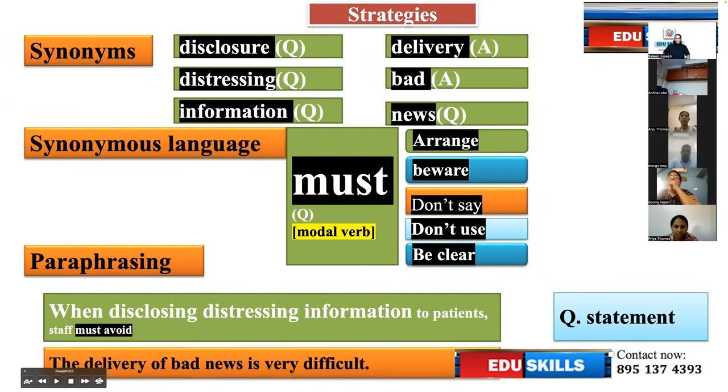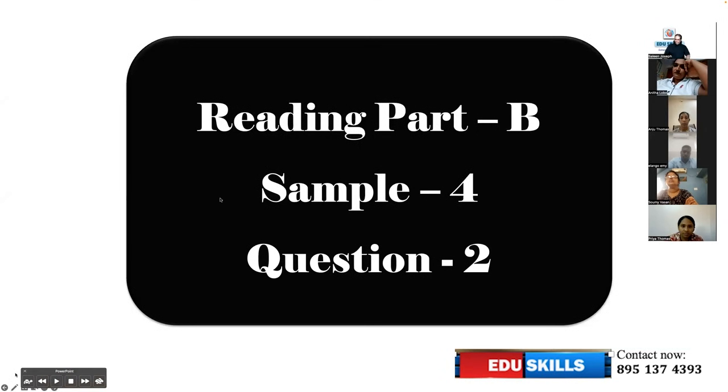And the topic sentence says the delivery of bad news is very difficult. See here, disclosing, delivery, distressing, bad, information, news. All these are synonymous expressions. So this is known as paraphrasing. The same sentence presented in some other words. So this is the beauty of the paragraph, every text, how beautifully that can be understood. And if there are beginners, you need to go in that sense.